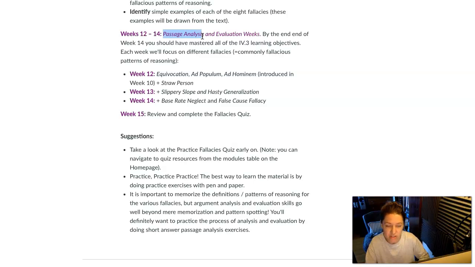And so being able to tell the difference is going to be really important, which means you need to go beyond just spotting patterns like, hey, a person's being attacked, and analyze whether or not the premises provide good support for the conclusion. So going through the process will help you to get those right.